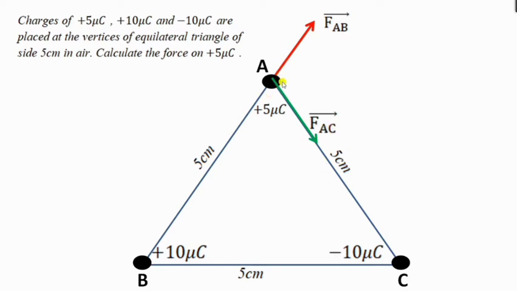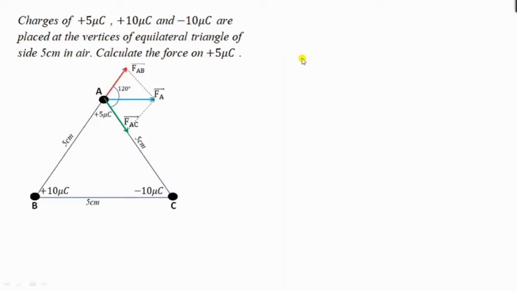Now we have got two forces and the angle between them is 120 degree because this straight line is 180 degree and this is 60 degree because this triangle is equilateral, so this angle is 180 minus 60, that is 120. So if we find the resultant of these two, we'll get the resultant force on charge A. So using triangle law we can find this. So let's see. So this is the diagram.